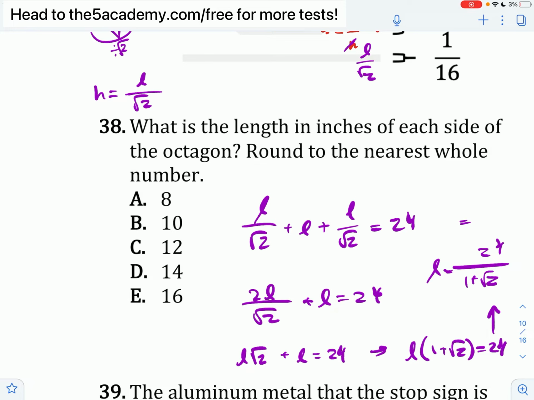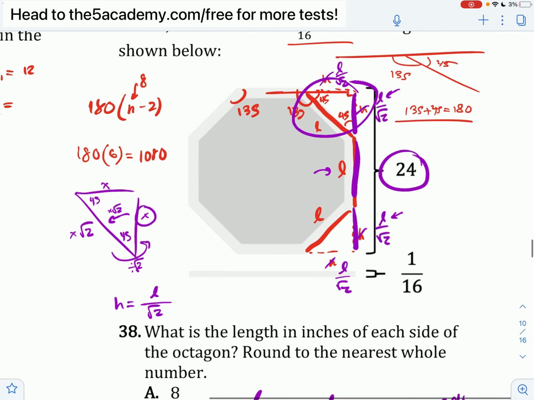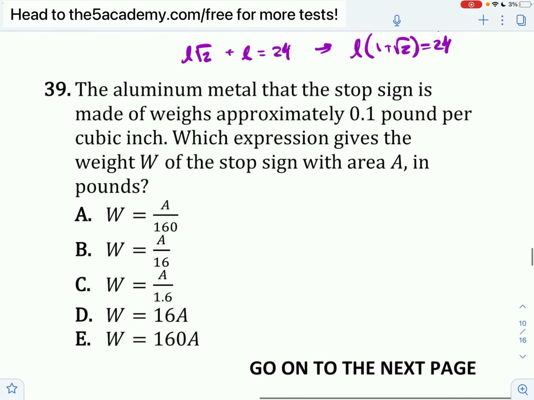It's 9.94, which is close to 10. Okay, bit of a complicated problem. The key is identifying the isosceles right triangles. The aluminum metal that the stop sign is made of weighs approximately 0.1 pound per cubic inch. Which expression gives the weight W of the stop sign with area A pounds?